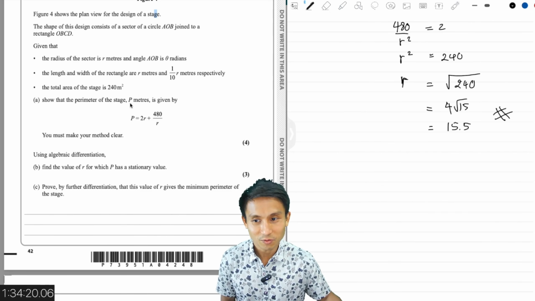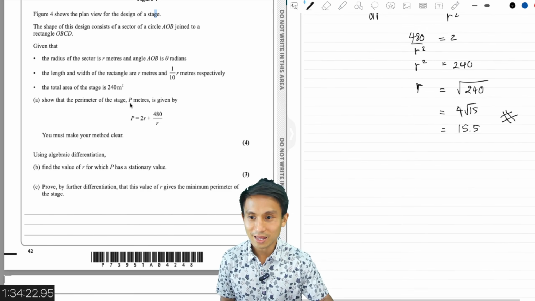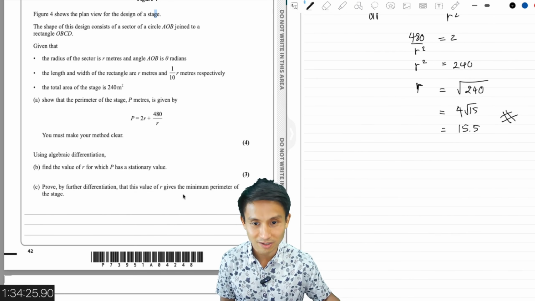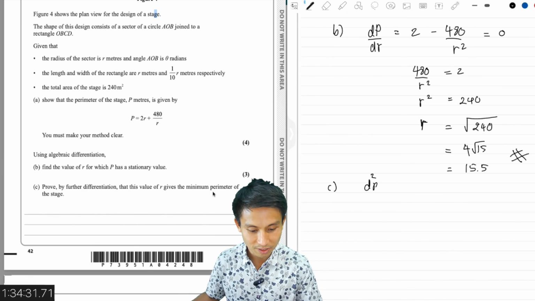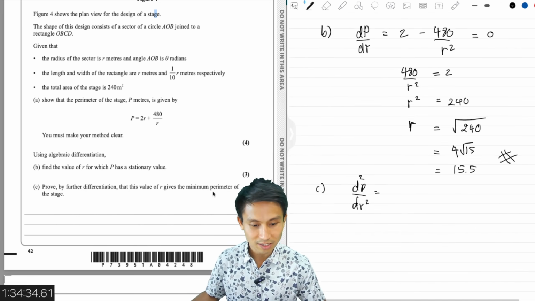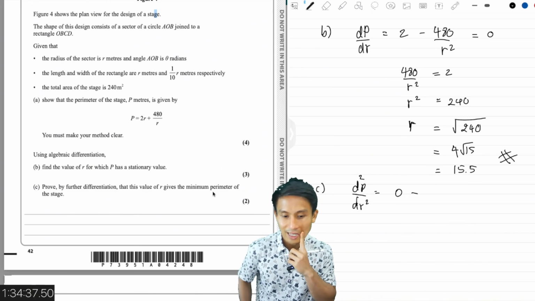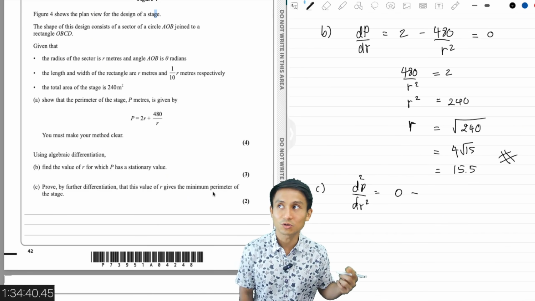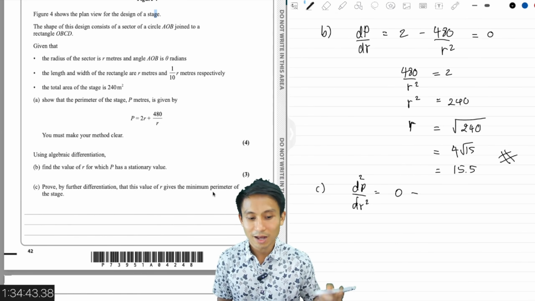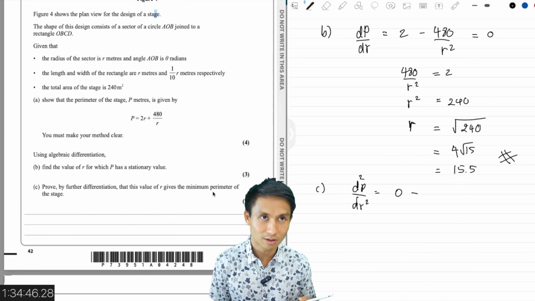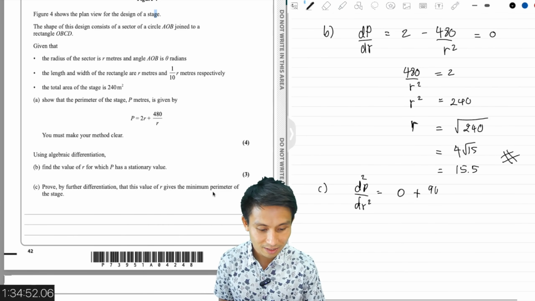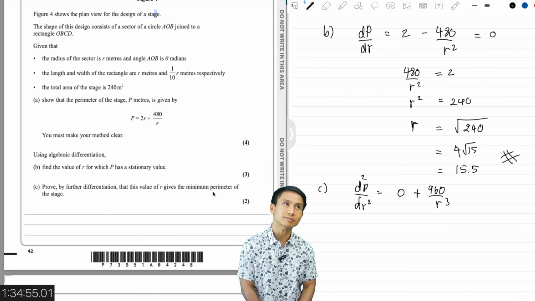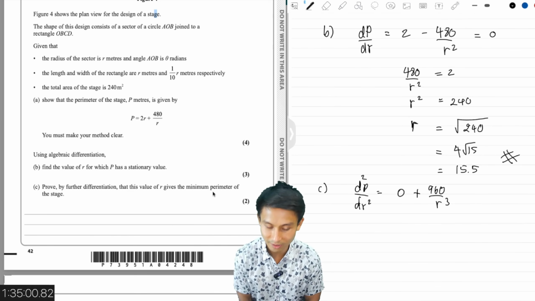Okay, we found the value of r for which p is stationary, and then prove by further differentiation that this value of r gives a minimum perimeter. So by doing a second derivative, d squared p by dr squared, just differentiating that again, we get 0 for the number 2 there, and differentiating 1 over r squared would be minus 2 over r cubed. So that's going to be plus 960 over r cubed. You pull 2 down, you get 960, and then the power subtract 1, you get r cubed.